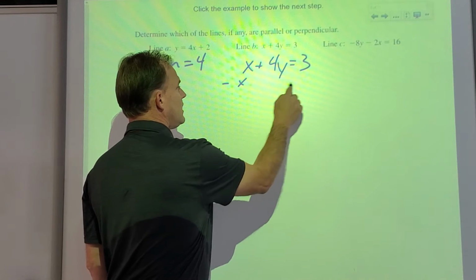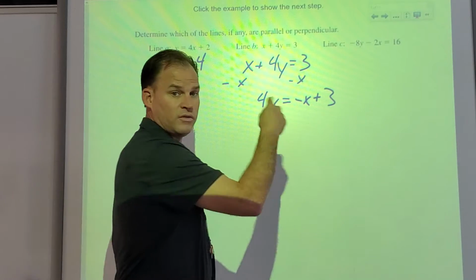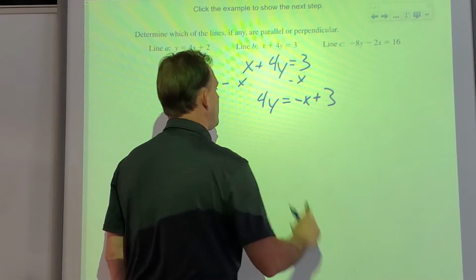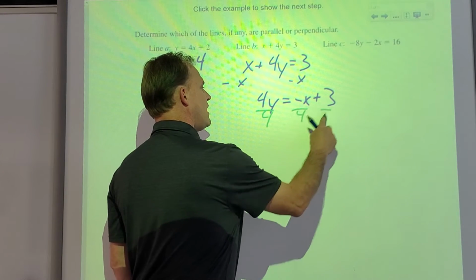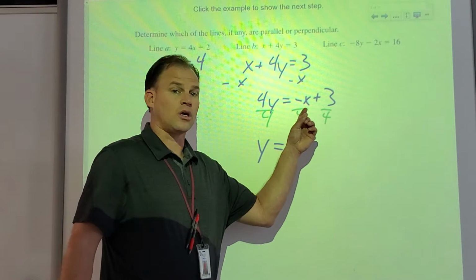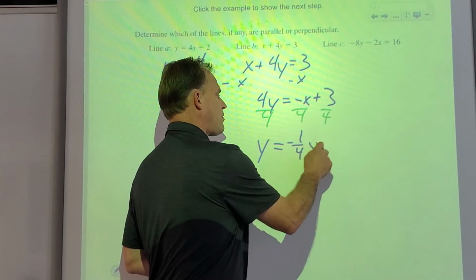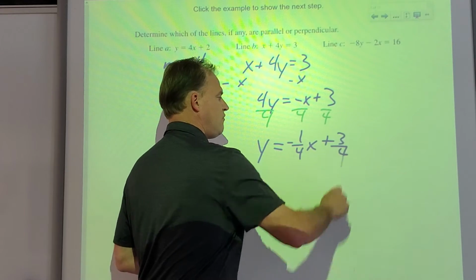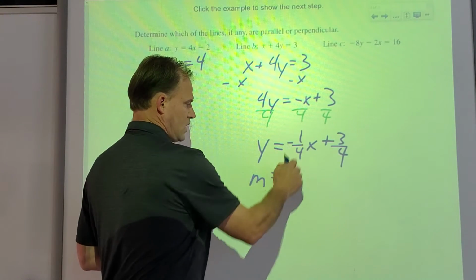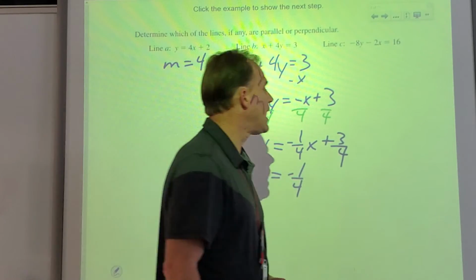Subtract x from both sides. We've done this before. Now I got to get y by itself, so I divide everything by 4. We've talked about this in previous videos. There's a 1 here, so that's -1/4 x plus 3/4. What's the slope? -1/4. Okay?